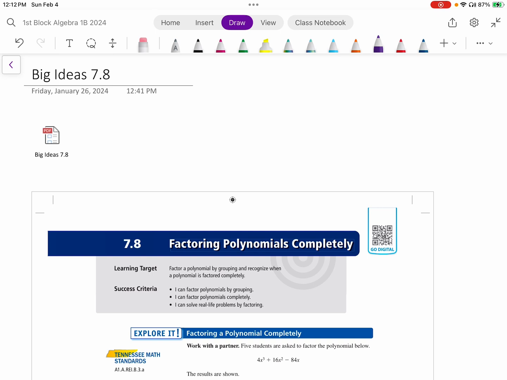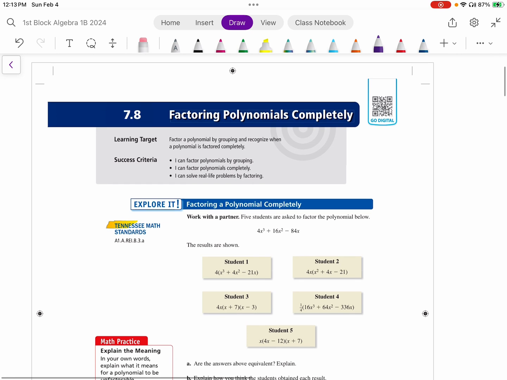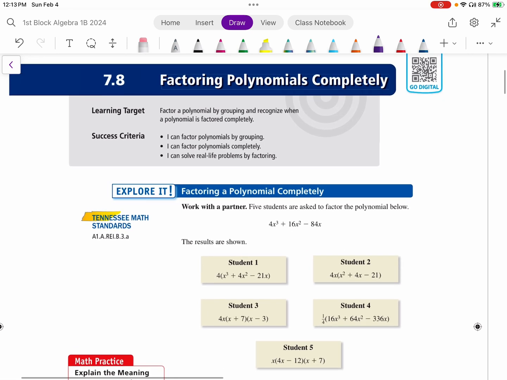In lesson 7.8, we are finishing factoring. And we need to make sure that we are thinking mathematically when we are factoring. And that means we can't just factor once and think that it's done. We need to factor polynomials completely.